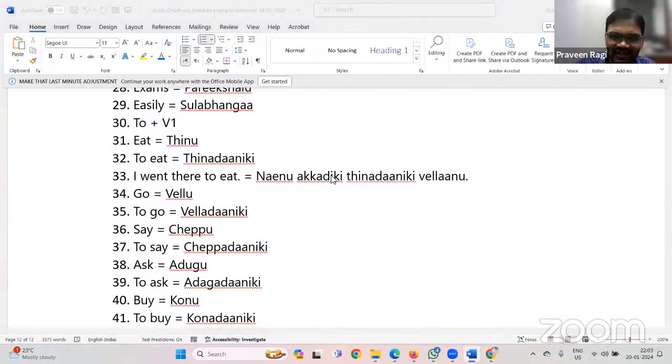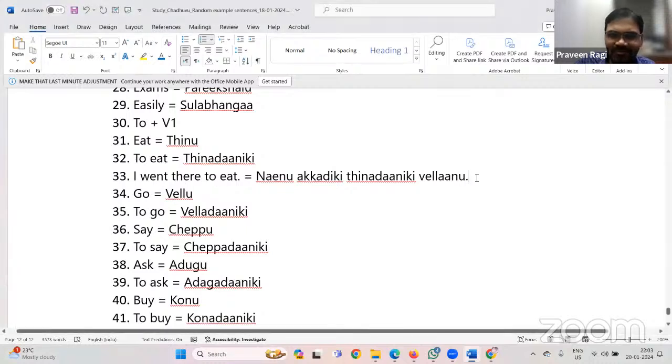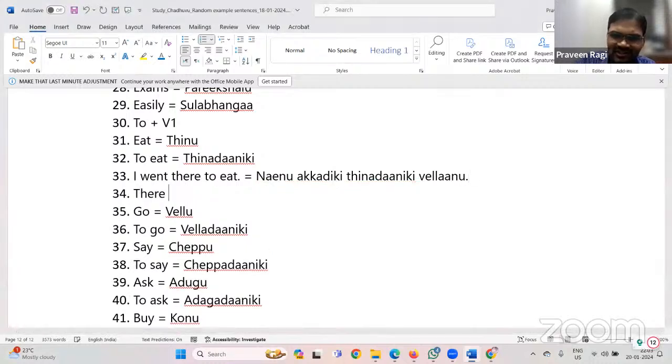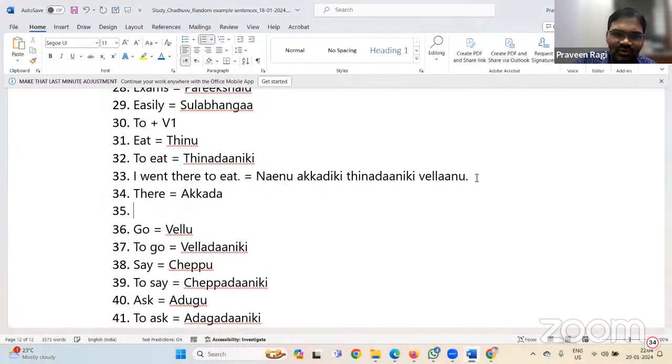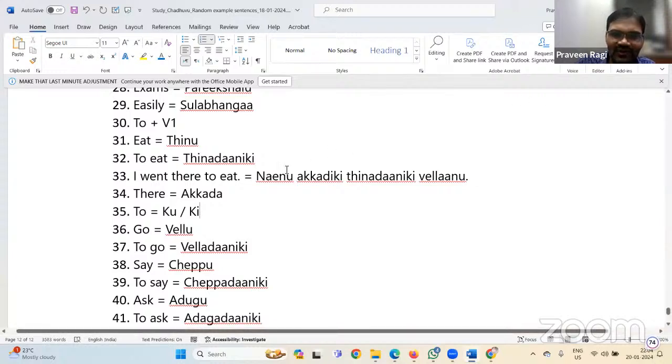Why did we use akkadiki? Because there means akkada only. To means who or ki. In this context, we must use the meaning of to there. So akkada plus ki becomes akkadiki. So నేను అక్కడికి తినడానికి వెళ్ళాను. To eat, తినడానికి. Go means వెళ్ళు. To go means వెళ్ళడానికి.